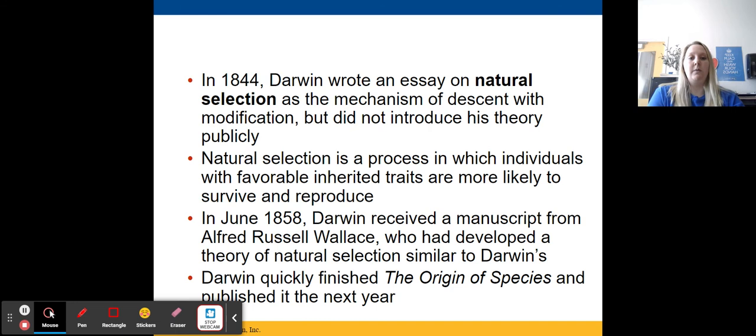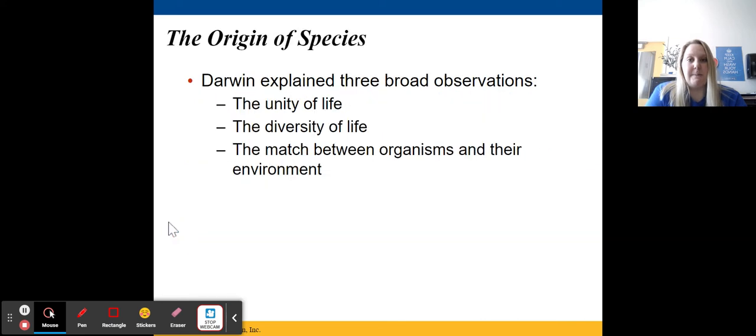In 1844, Darwin wrote an essay on natural selection as a mechanism for descent with modification, but he did not publicly introduce his theory. Natural selection is a process in which individuals with favorable inherited characteristics are more likely to survive and reproduce because they have traits that are more desirable for that environment. In 1858, Darwin received a manuscript from Alfred Russel Wallace, who developed a theory of natural selection that was similar to Darwin's. So Darwin finished The Origin of Species and published it the very next year.